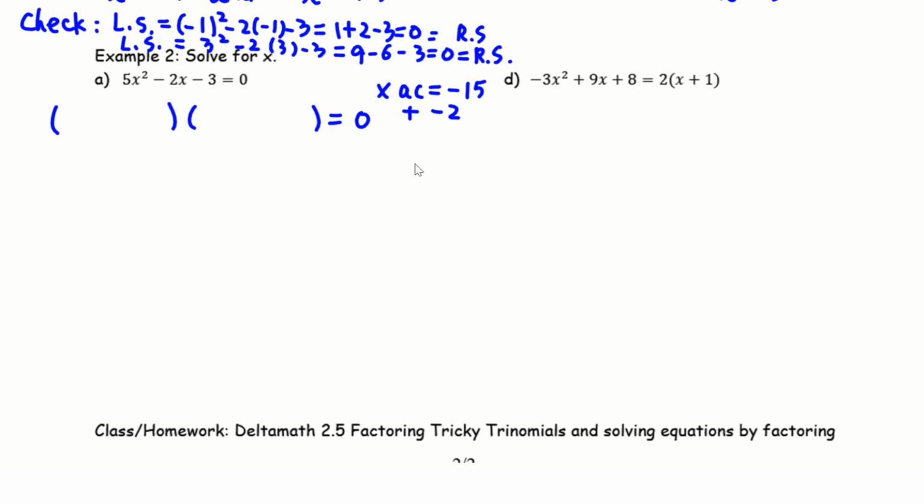For 15, you have 1 times 15 or 3 times 5, so it won't be 1 and 15, it will be 3 and 5. And since they add together to a negative, the larger number needs to be negative. 3 plus negative 5 gives you negative 2, and 3 times negative 5 gives you negative 15, so it works. 5 is a prime number, so if you use cross multiply, it will save some space. So x and 5x here. It's a prime number, we don't have other choice.